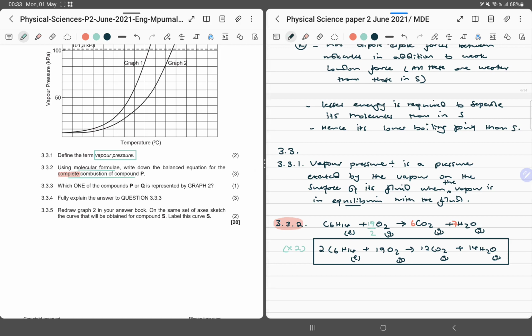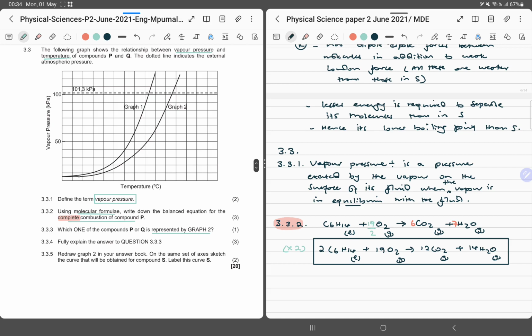Now it says, which one of the compounds P or Q is represented by graph 2? So now look at graph 2. It has a lower vapor pressure than graph 1 for the same temperature. So these are some of the things, guys, you need. Skills of graph interpretation is stuff you do early in your grade 10s or so. So you need to be able to compare things. Look, for the same temperature, you can pick any point for that matter.